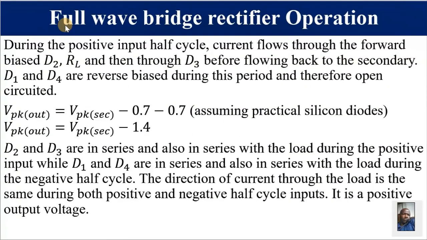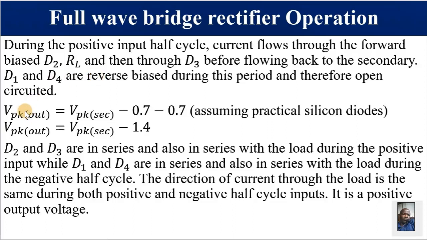More on the operation of a full-wave bridge rectifier. We are saying when the input is positive, current flows through D2, then from D2 it proceeds to the load resistor and then to D3 before it returns to the secondary of the transformer. In this case, D1 and D4 are reverse biased, hence they will be off.